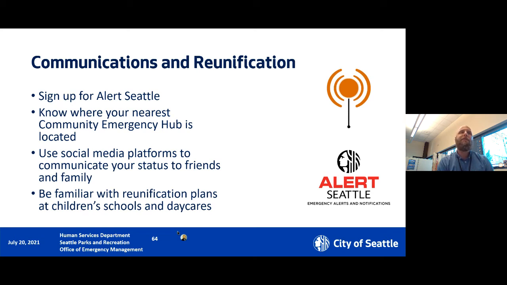And then a really big thing is just being familiar with reunification plans at children's schools and daycares, as well as your workplace. Something we know that we'll face is if we had an earthquake in the middle of the day and children are in school, children are in daycares, parents are going to want to get to them, and sometimes that will be difficult. Those places should and are required to have plans in place for how they go about making sure that children get back with parents during a disruptive event like that. So ask about those plans, become familiar with those plans.